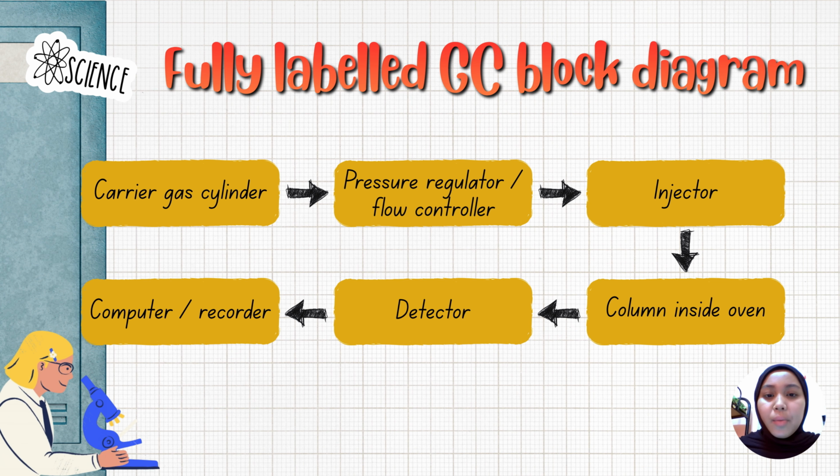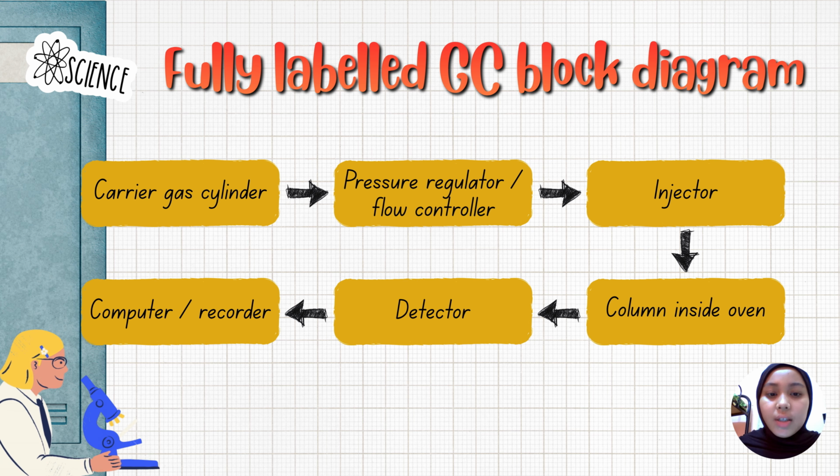This slide shows the main components of a gas chromatograph and their functions. First is the carrier gas cylinder, which supplies an inert gas that transports the sample through the instrument. Second is the pressure regulator or flow controller, which controls the pressure and flow rate of the carrier gas. Third is the injector, where the liquid sample is introduced and vaporized. The sample then enters the column inside the oven. This is the most important part because the separation of compounds occurs here.